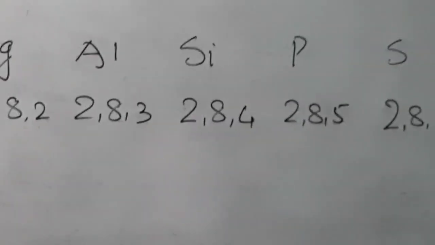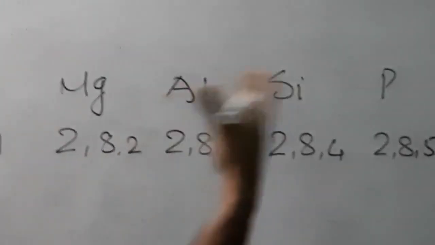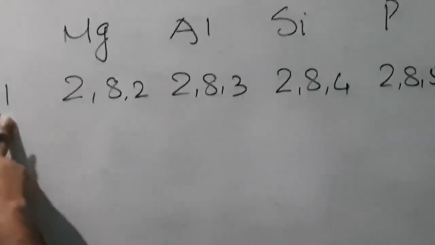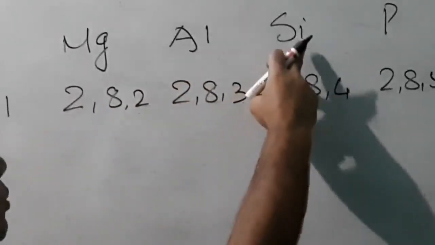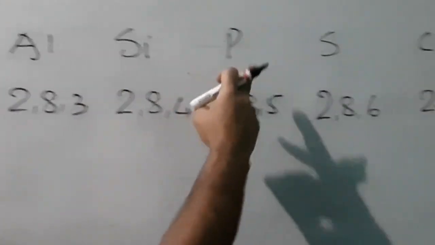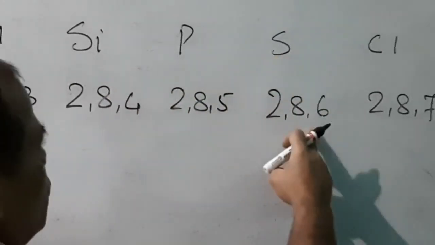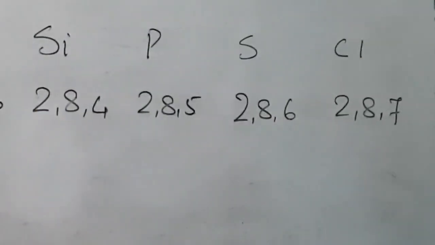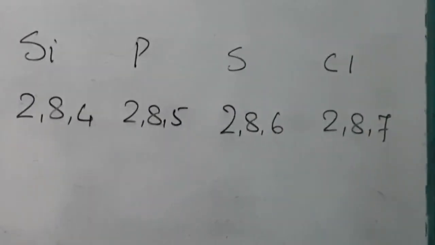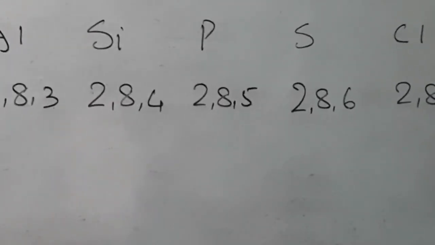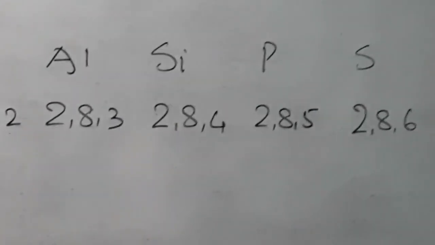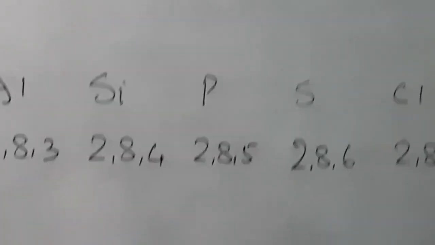And the valency first increases and then decreases, because valency of sodium is 1, magnesium 2, aluminum 3, silicon 4, phosphorus 3, sulfur 2, chlorine 1. So across the period, while moving from left to right, valence electron increases, and valency first increases and then decreases.